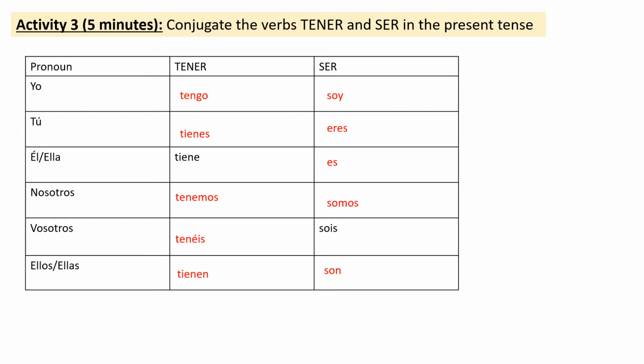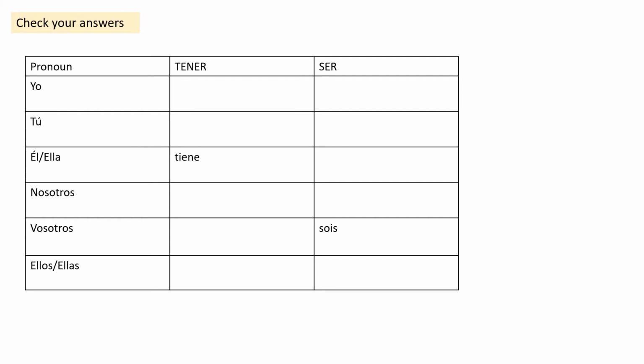Let's see how you got on. Okay, chicos, so our verb tener, so I have starts with tengo. You have is tienes. He or she has, tiene. We have, tenemos. Vosotros, you plural have, is tenéis. And they have is tienen. So really well done if you got parts of that verb.